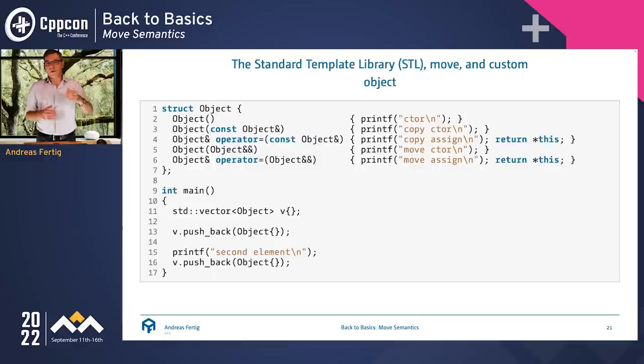Now in line number 11, I create myself an empty std::vector of object. And then in line number 13, I'm using push_back, pushing one object, and see, I'm creating it in place, so it's a temporary object, pushing that object into the std::vector. My objects don't store anything, so it's just foreseeing what happens at this point. And then in line number 15, I'm printing out that a second element is about to be pushed back into the std::vector, and I'm calling push_back for a second temporary object.